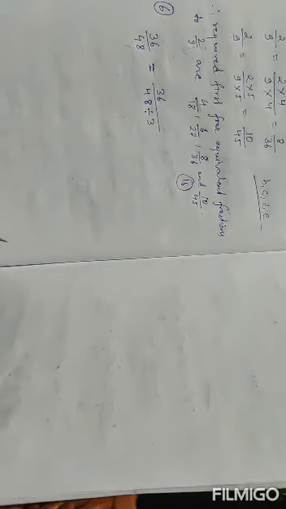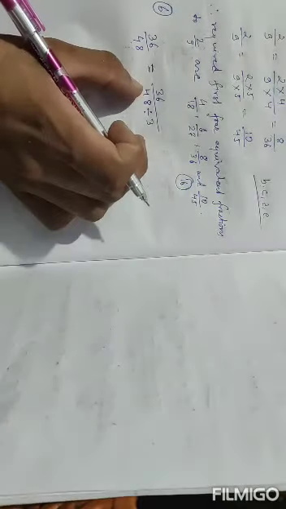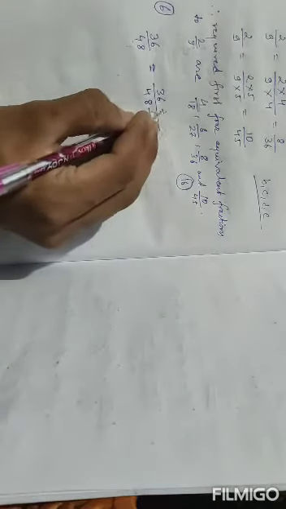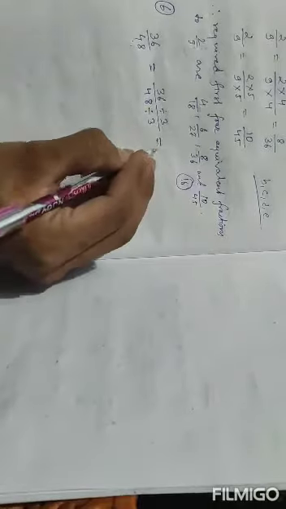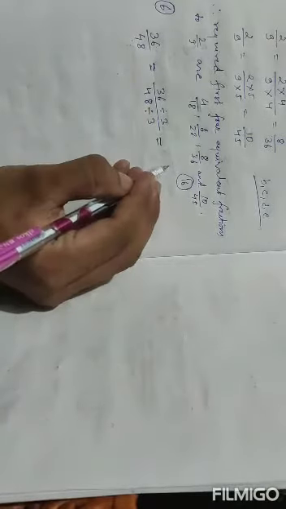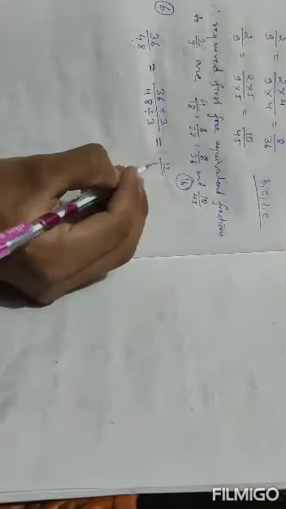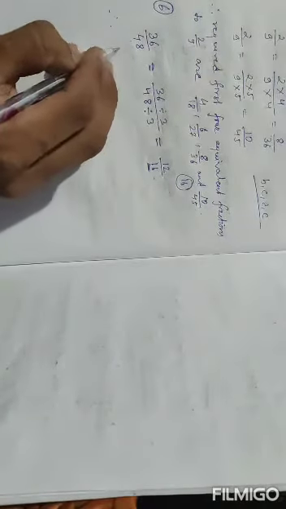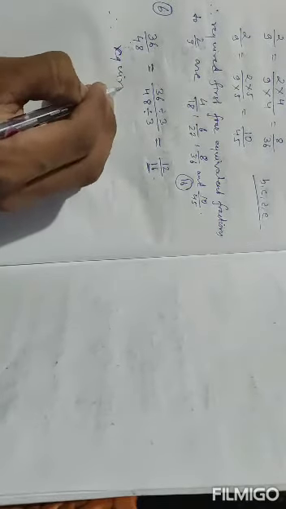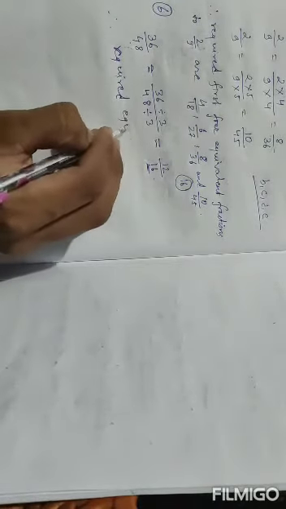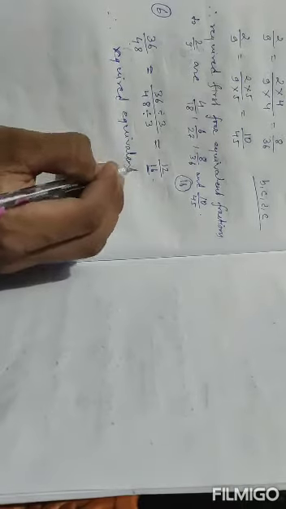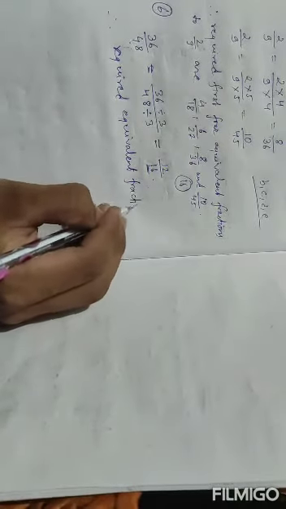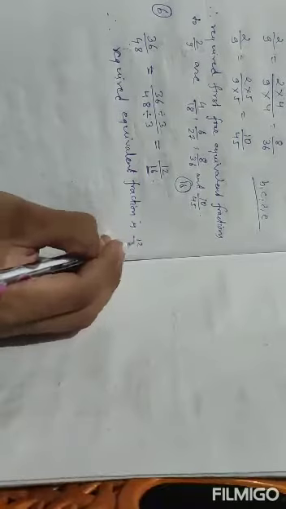Then you cannot only divide the denominator, you also have to divide the numerator by 3. So 36 divided by 3 is 12, and 48 divided by 3 is 16. So this is the required answer. See, we have 16 in the denominator. Therefore, the required equivalent fraction is 12 by 16.